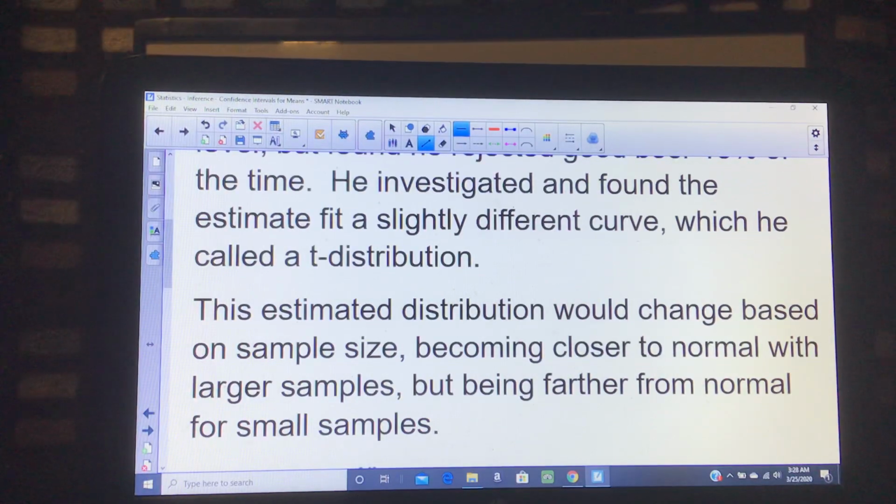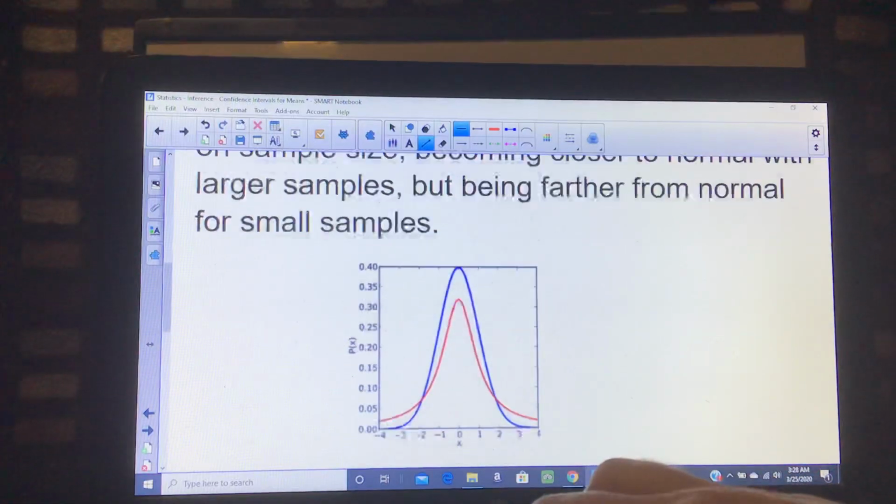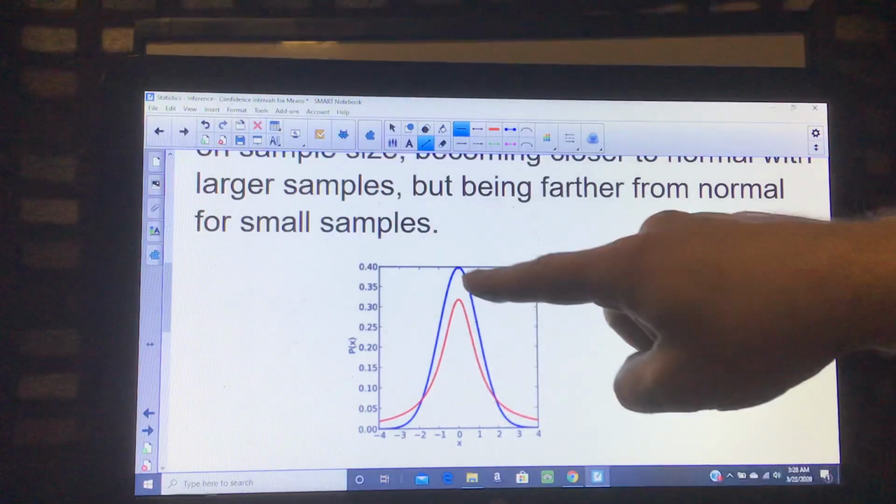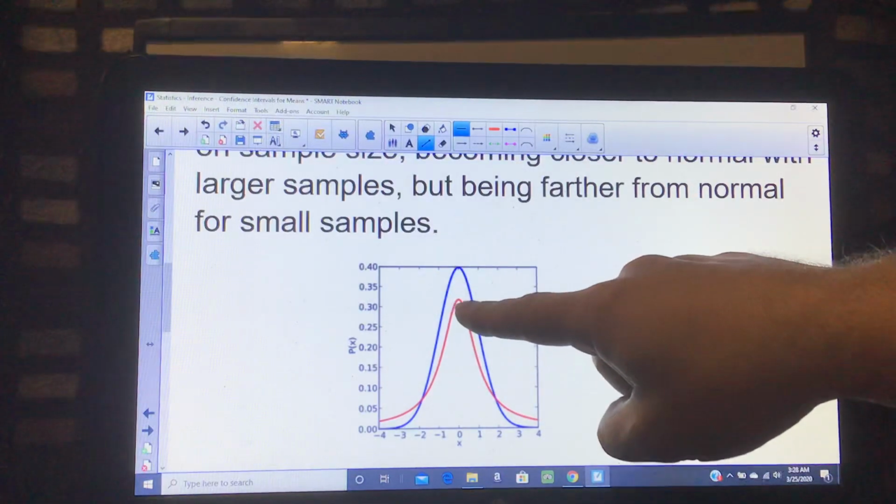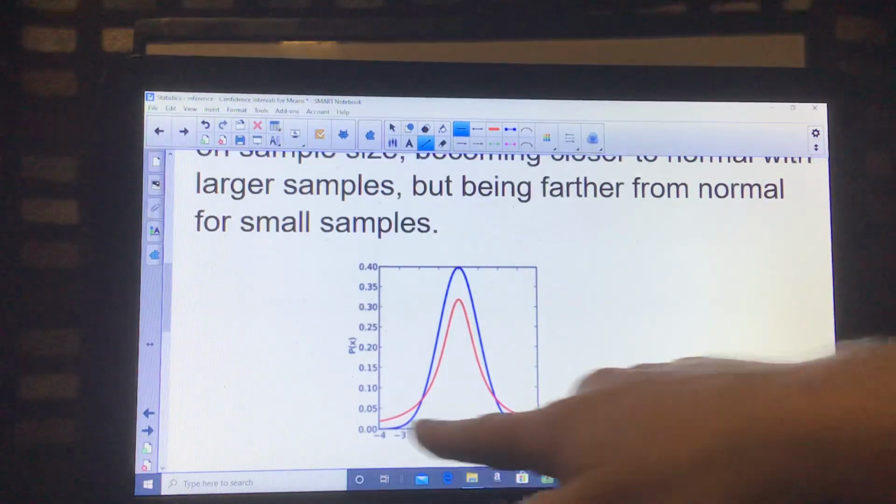So what are these t-distributions and what do they look like? Well, here's an example. The blue curve is normal. He was using that normal curve, but he should have been using the red curve, is what he discovered. The red curve is a t-distribution. It's one of many t-distributions. Basically, a t-distribution looks like a normal curve, but the difference is it's a little shorter up here and a little fatter on the ends.